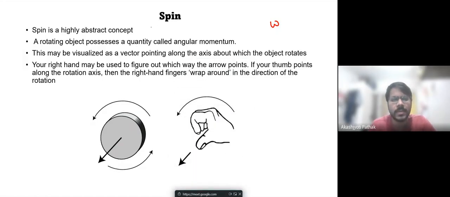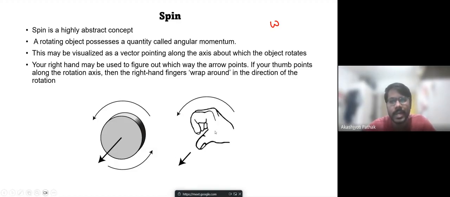Okay, so as you can see in this figure, if your spin is in the anti-clockwise direction, then your thumb will indicate the direction of the spin angular momentum. So that is what is written over here. Your right hand may be used to figure out which way the arrow points. If your thumb points along the rotation axis, then the right hand fingers wrap around in the direction of the rotation. So your right hand fingers will curl in the direction of the rotation, and your thumb will provide the direction of the angular momentum. Okay, I hope this is clear.